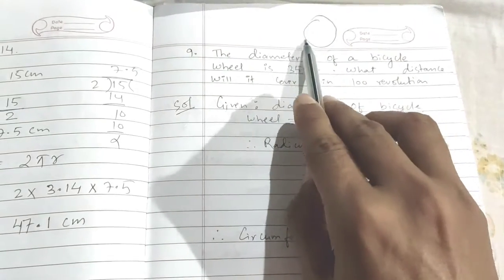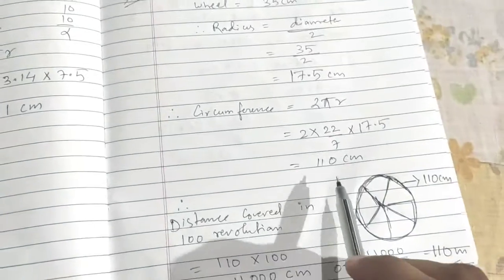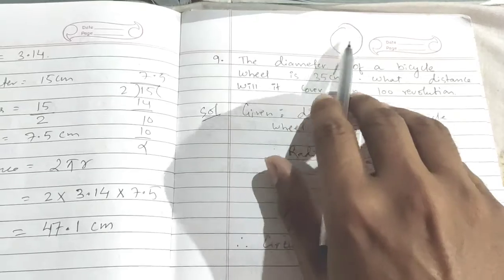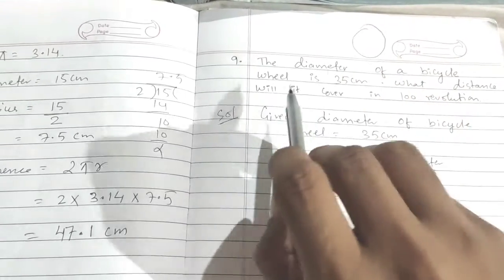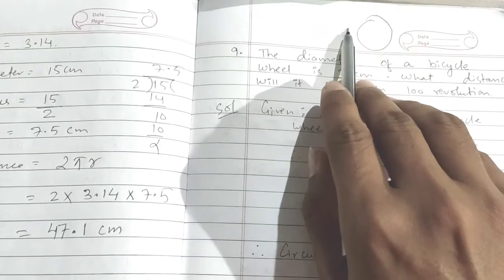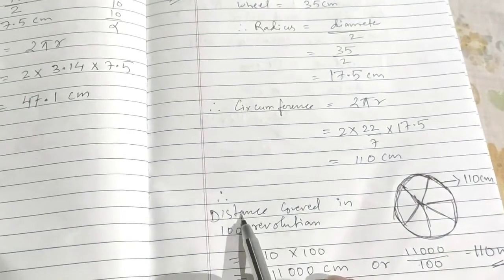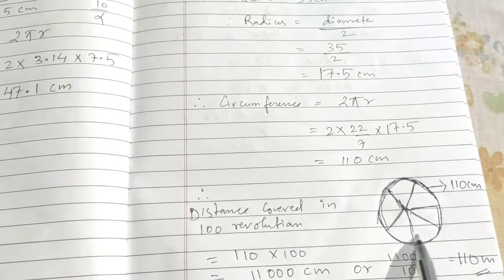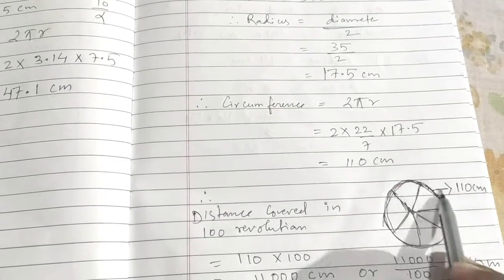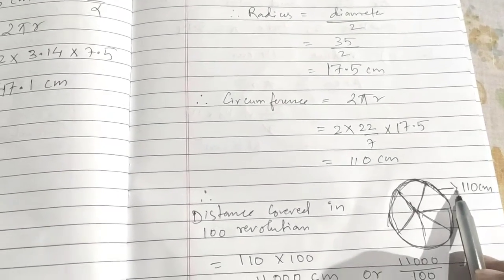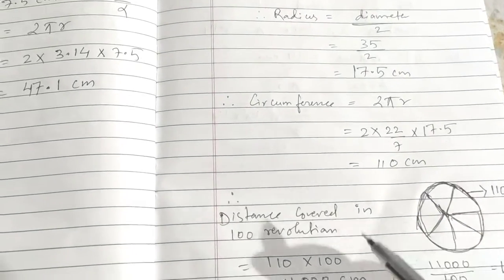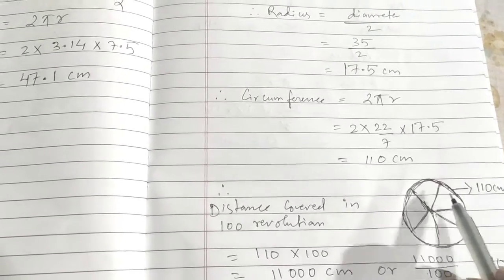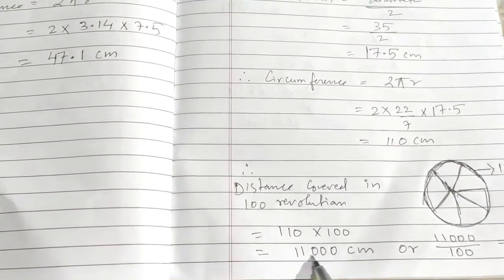Now we have to find out what distance it will cover in 100 revolutions. In one revolution, the distance covered will be 110 centimeter, because the boundary is 110 centimeter. But here it is asked, what is the distance covered in 100 revolutions? If one revolution takes 110 centimeter, then in 100 revolutions the distance will be 110 into 100, that is 11,000 centimeter.